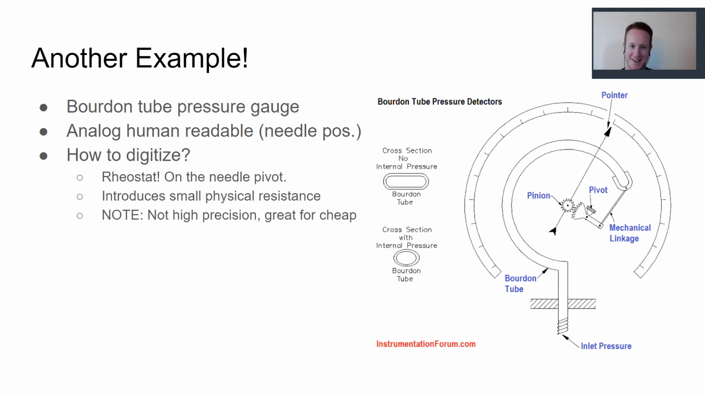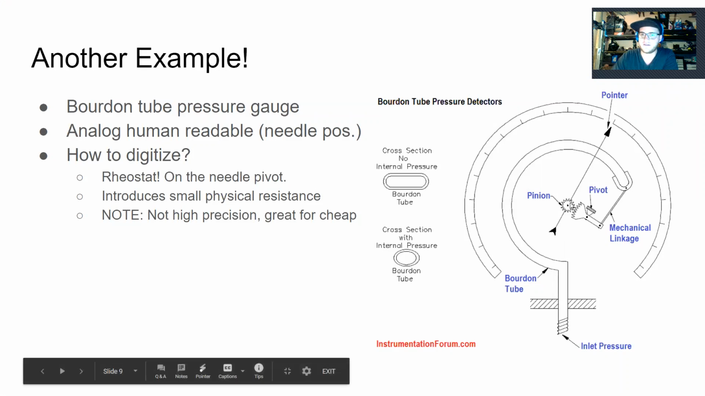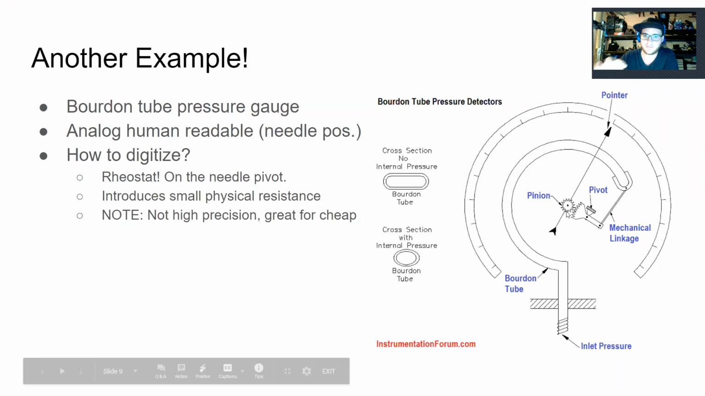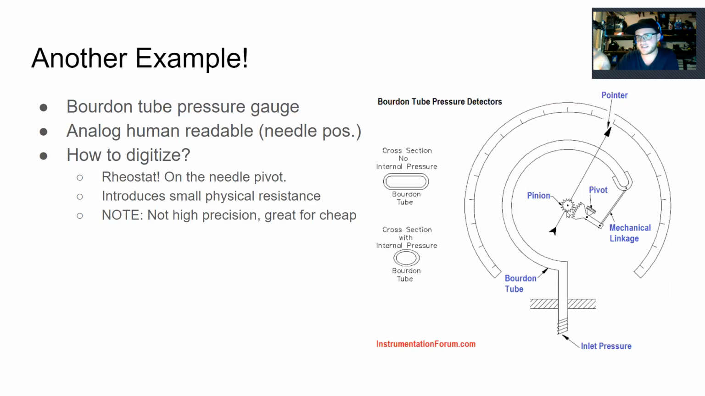Using a rheostat. Exactly. You got it. Good guess. So if you put a rheostat on the physical pivot point here, that would get twisted as the needle twists, you could use that as an input into your control module, and you can measure the position of this thing based on the resistance in your circuit, and you can calibrate that directly to a given pressure, right?